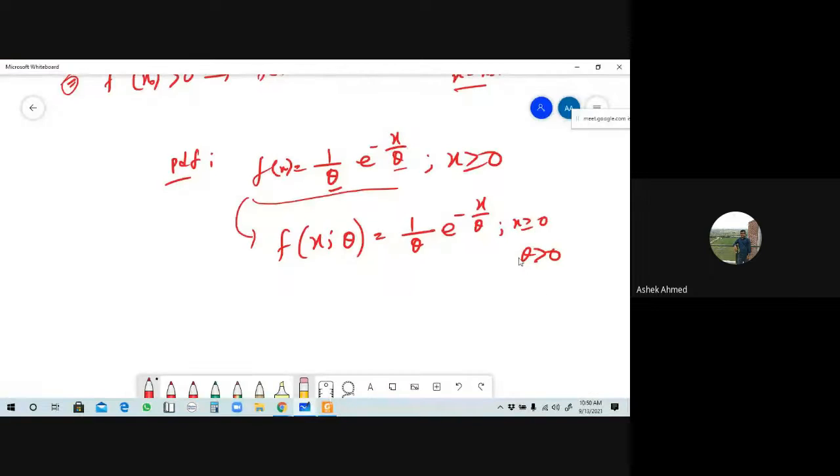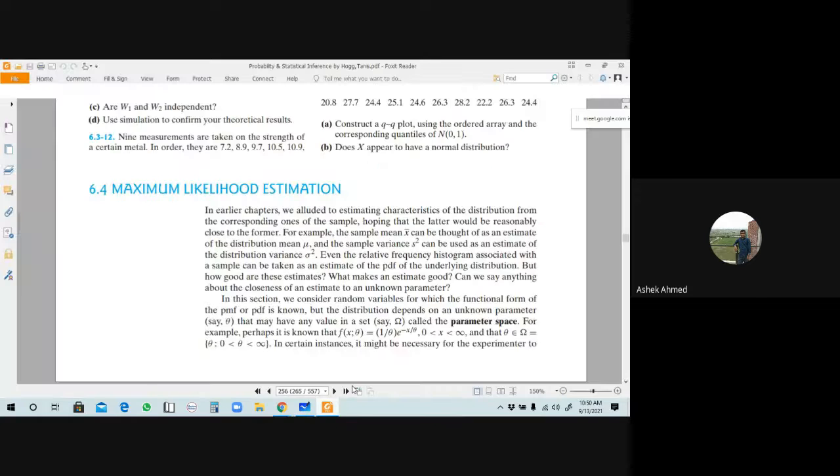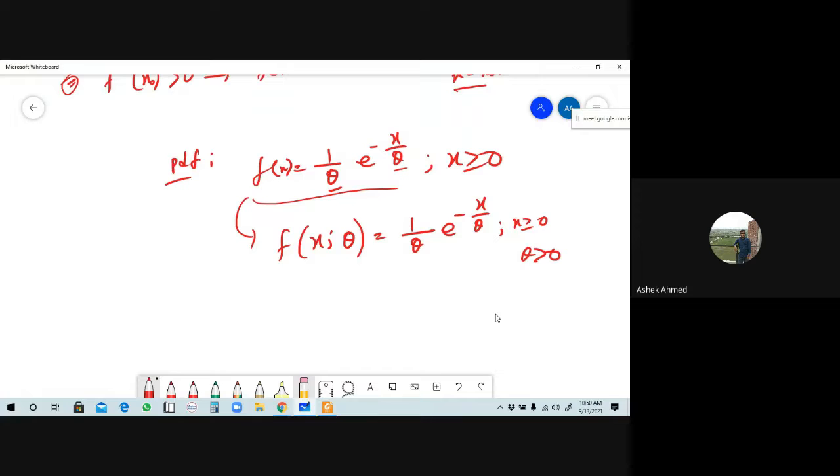The values of theta can't be negative. We know a PMF or PDF can never be negative, it is always greater than or equal to zero, and we must always keep this in mind. That's why the value of theta will be greater than zero here. That theta belongs to omega. Omega is the set of theta such that 0 is less than theta is less than infinity. You can write directly theta is greater than 0. I have already written that here. Theta is greater than 0.